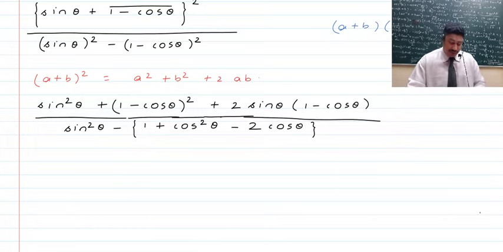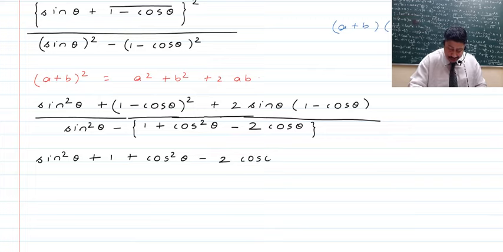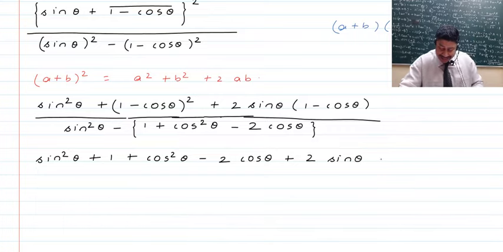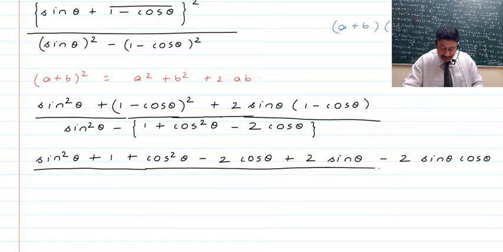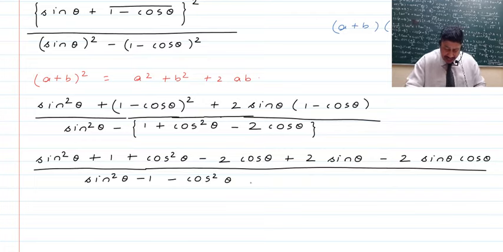Now in the next step, guys, what we're going to do is expand the square of 1 minus cos theta in the numerator. So we have sine square theta plus 1 plus cos square theta minus 2 cos theta, right? And to that is added 2 sine theta, and further multiplying it inside, we have minus 2 sine theta cos theta, right? And now children, in the denominator we have sine square theta minus 1 minus cos square theta and plus 2 cos theta, right?